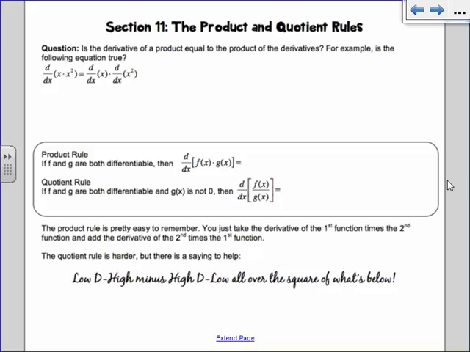So let's think about this. If I have the derivative of x times x squared, that's going to be x cubed. Is that going to be the same as the derivative of each thing? If I take the derivative of x, I get 1. The derivative of x squared is 2x. What is the derivative of x cubed? 3x squared. Is that the same as 1 times 2x? No, it is not. So if you're checking to see if they're the same, they clearly are not.